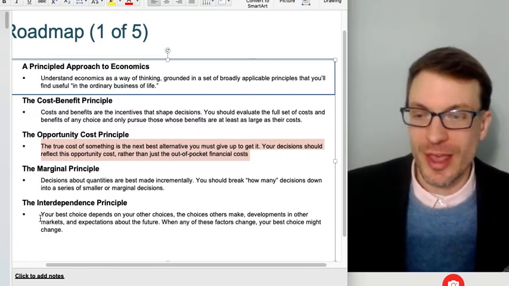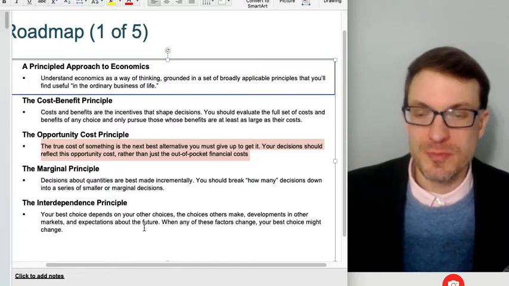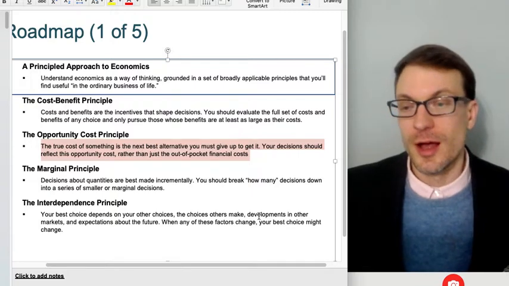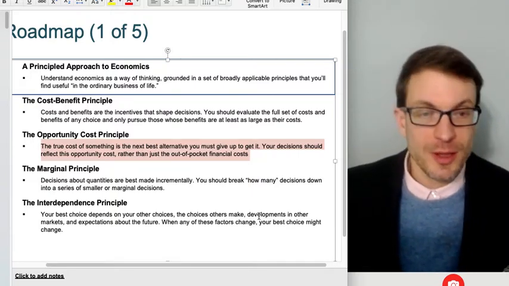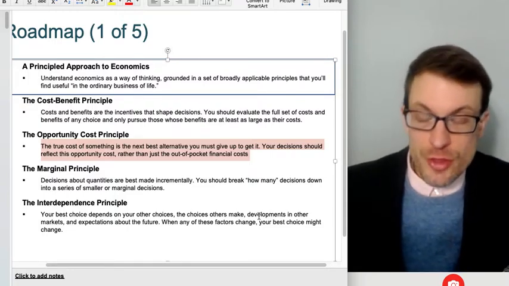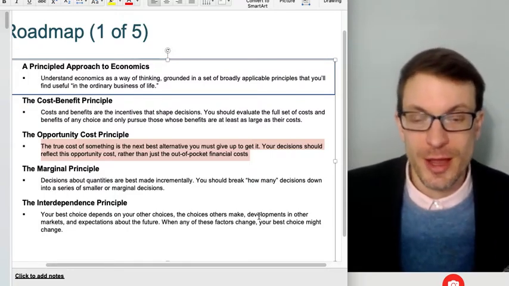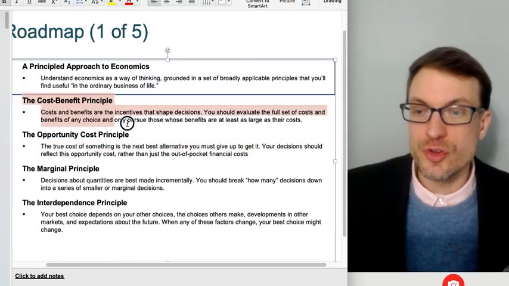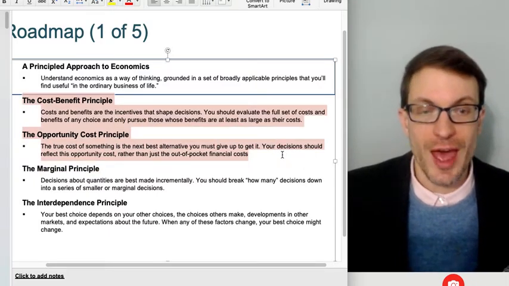Maybe breaking down into smaller incremental steps, right? The interdependence principle says, well, your choice depends on your other choices, on other people, developments in other markets, expectations about the future, and many other things. It's basically that you affect other things and you are affected by other things. That's the interdependence principle.